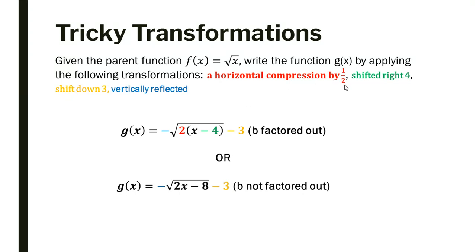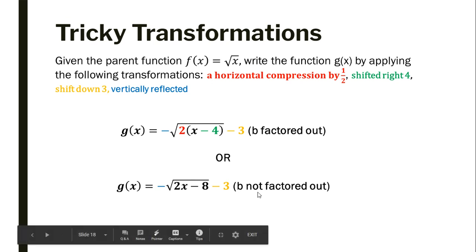This is the compression factor. It's always 1 over b. So if I want a compression factor of 1 over 2, then I have to have a 2 here. And I am going to leave it factored out in this example of the answer. I'm going to go right 4, so that's x minus 4, down 3, so that's minus 3, and vertically reflected, it's vertical, so that reflection needs to go outside the square root symbol.